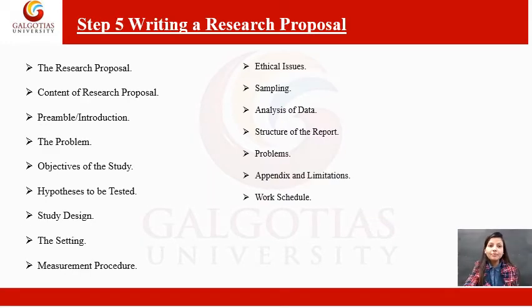Step 5 is writing a research proposal. A research proposal is a concise, coherent, and compact summary of your proposed research. It gives a brief outline of the general area of study within which your research falls. The goal of a research proposal is to present and justify the need to study a research problem and to present the practical ways in which the proposed study should be conducted.